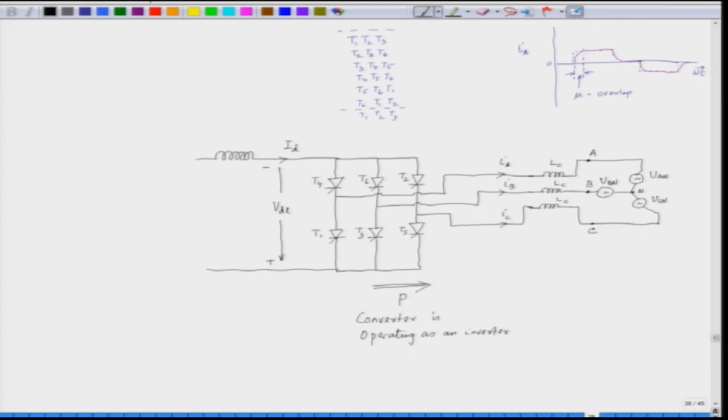So, when it is operating as an inverter, we have the triggering angle alpha L greater than 90 degrees. The analysis of this will show that there is a slow transition from one SCR to the other SCR. We will be discussing the analysis of the commutation process in the next lecture.